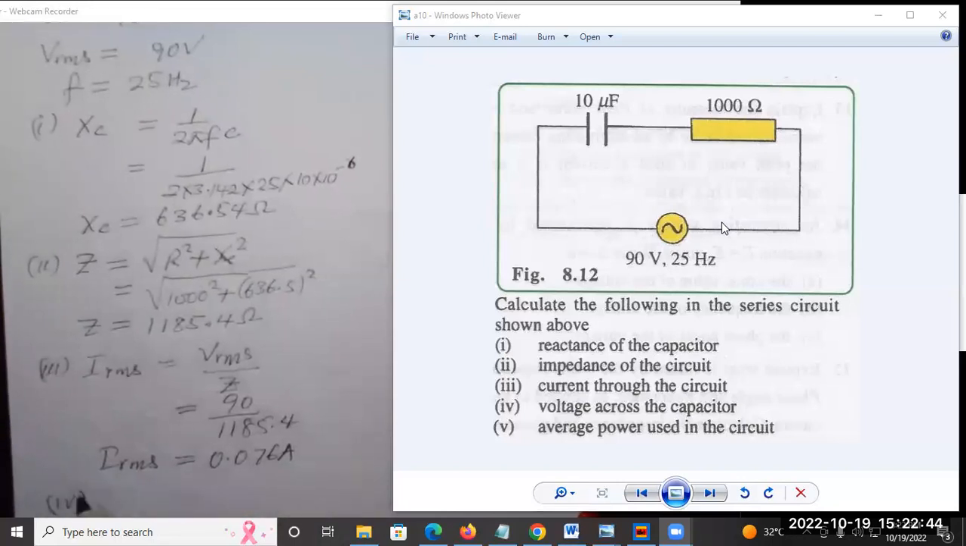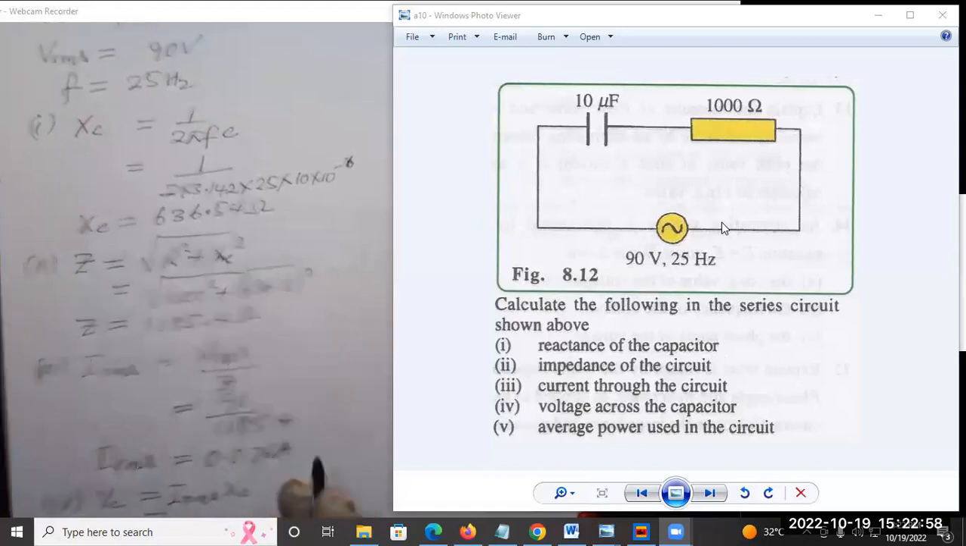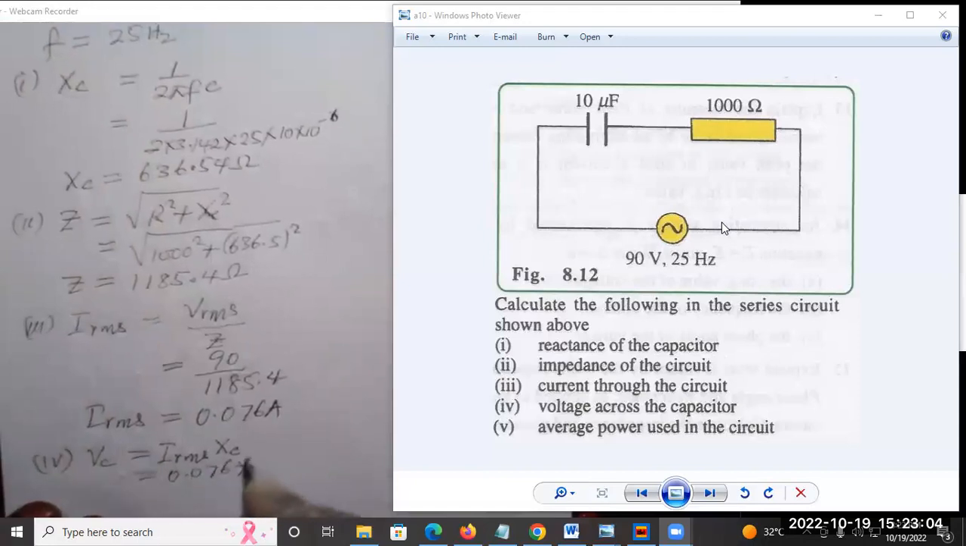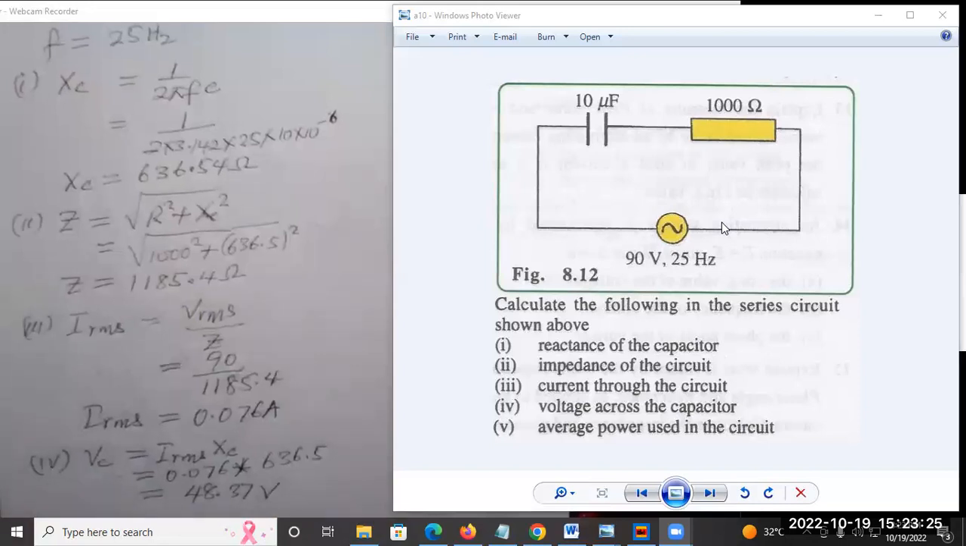Then the other question says we should find the voltage across the capacitor, which is VC equals the root mean square current multiplied by the capacitive reactance. The calculated current we have here is 0.076. The capacitive reactance, which we have calculated, is 636.5. Multiply, that will give us 48.37 volts.